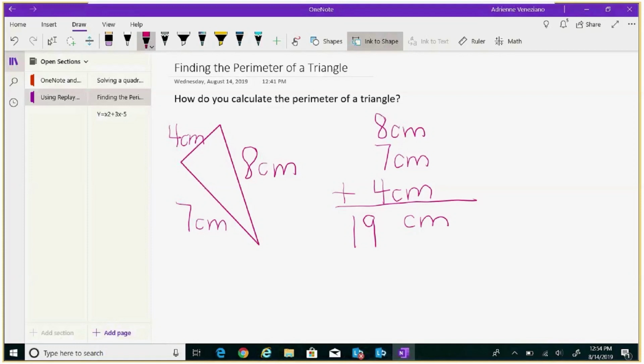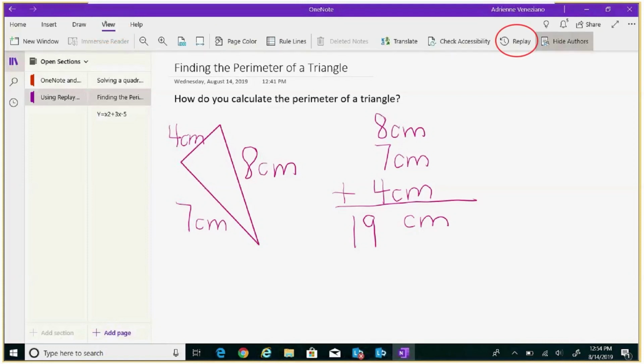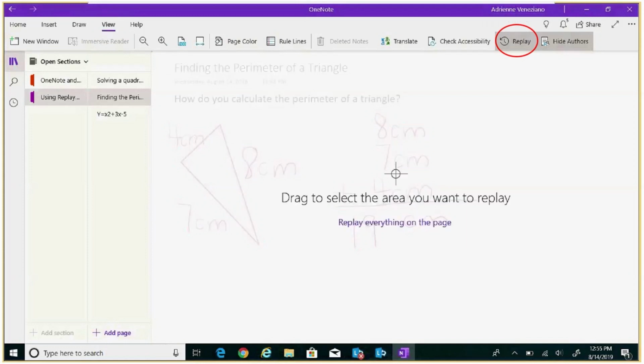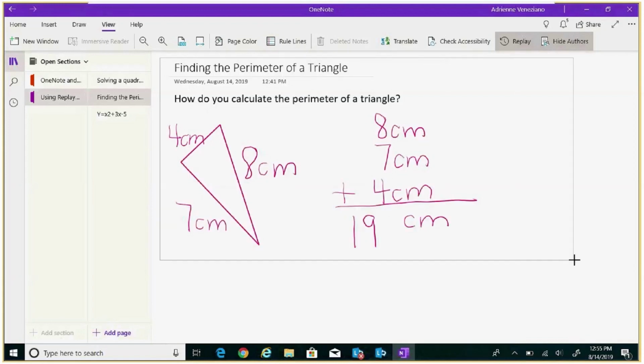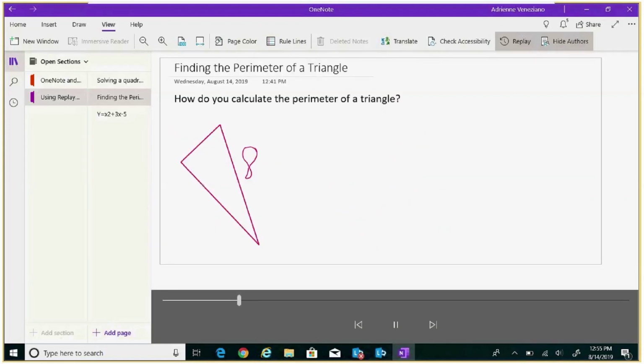If I want my students to recall the steps needed to calculate the perimeter of a triangle, this is where I can go into the View tab, click Replay, drag over the area that I would like replayed for my students, and it will replay how to calculate the perimeter of a triangle.